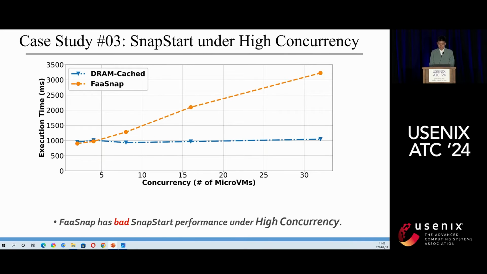Third, we tested FaaSnap under concurrent workloads, comparing it to an ideal scenario where all snapshots are cached into DRAM. As we can see, as concurrency increases, FaaSnap's average execution time grew significantly, indicating FaaSnap's poor performance under high concurrency.